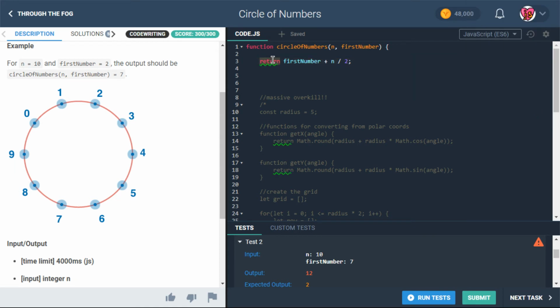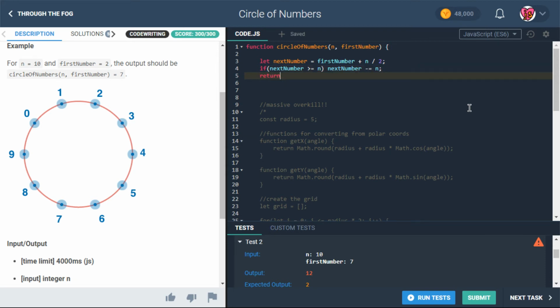So we'll say, let next number be assigned the value of first number plus n divided by 2. And then we'll say if next number is greater than n, or actually if it's greater than or equal to n, that would mean it's too big. So we would need to say next number minus equals n. I'm going to subtract n from it. And then at the end, we're going to return next number.